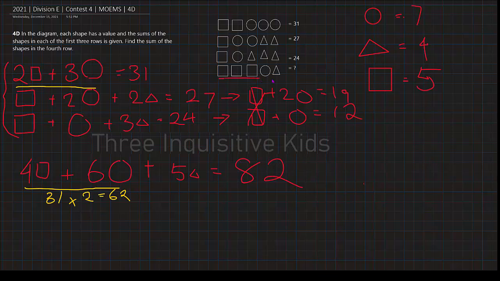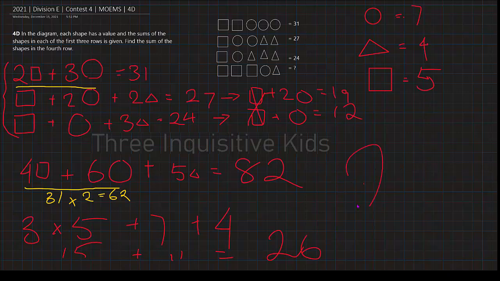So now we know all of the values of these shapes, we can fill this in. So 3 times 5, because there's 3 squares, plus 1 circle, that's plus 7, plus 1 triangle, that's plus 4. So this is 15, this is 11. After we add that, it's 26, which makes the answer to this problem 26.